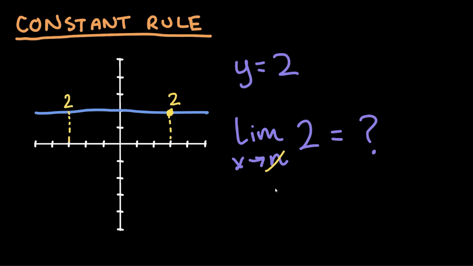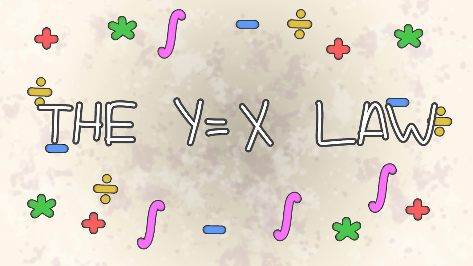And this even works for decimals and for irrational numbers as well. If I said x approaches the square root of 2, that would be approximately right here, but even at that location, the answer is still 2. Why? Because it's always a flat line. There's no change. So therefore, the limit as x approaches n of 2 is always going to be 2. Like I said, it's really straightforward. And this next law of limits is no different.